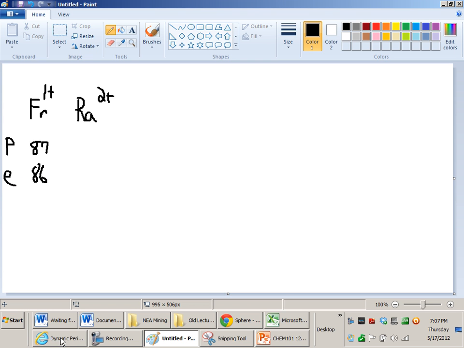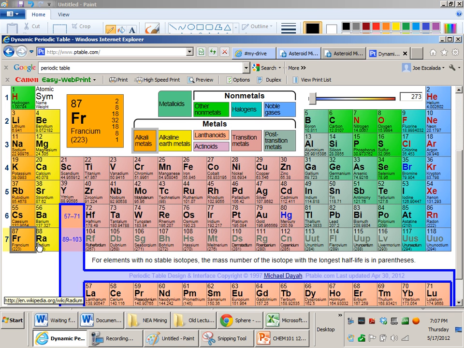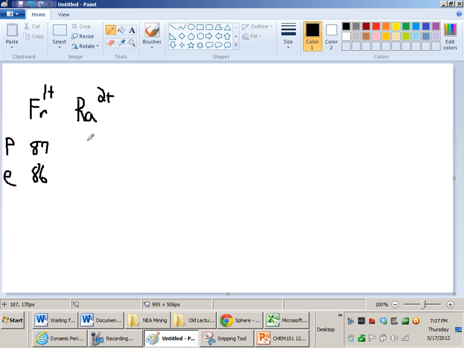If I look at radium, radium has 88 protons, right? So how many electrons would a 2 plus radium ion have? 86. So these are, once again, isoelectronic systems. They have the same number of electrons. So the only difference, really, as far as this electron is concerned, because the electron's not worried that much about mass. The electron is worried about charge, primarily.